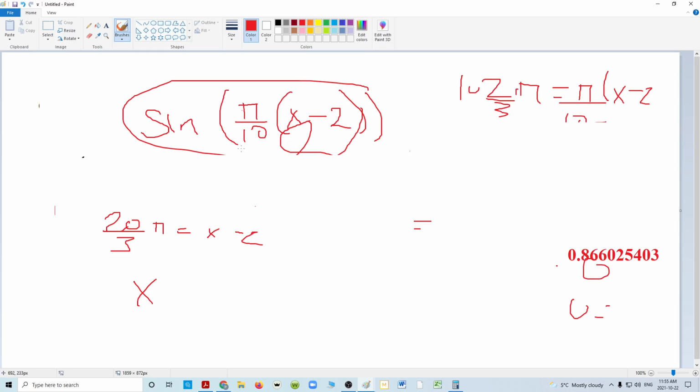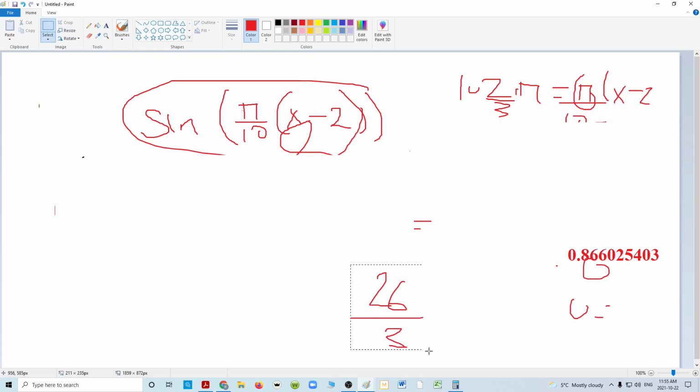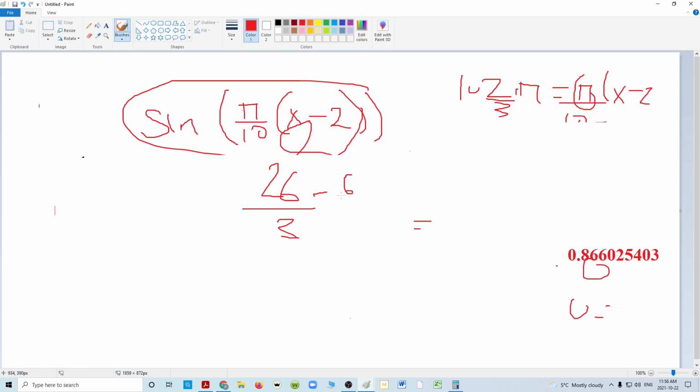Oh yeah, that's right. I have to divide by pi on both sides, so the pi's cancel out. So x minus 2 is equal to 20 over 3. So 20 over 3 plus 2, which is the same as 6 over 3, gives 26 over 3. To figure out if I got the right one, I plug it back in. 26 over 3 minus 2 is the same as minus 6 over 3. I get 20 over 3.